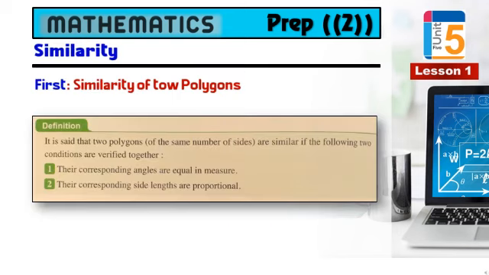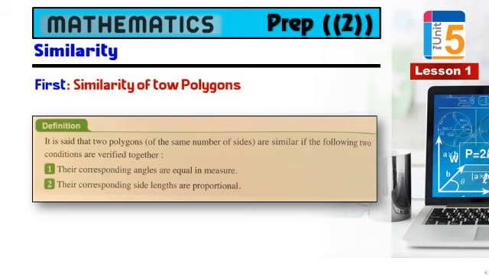Okay, in the beginning, what is the meaning of similarity? Similarity means likeness or sameness, and the concept of similarity is used many times in our daily life. For example, when you take a photo of you with a camera, then your photo appears on the screen as a minimizing. In this case, it's clear that your photo is similar to you. In this lesson, we will talk about number 1, similarity of two polygons, and number 2, similarity of two triangles. So let's start with similarity of two polygons.